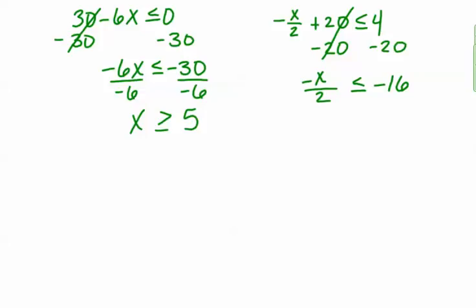And here, again, I can think of this a couple different ways. I could think of this as -1/2 x. That would be fine. To cancel out the fraction, I would need to multiply by the negative reciprocal, 2 over 1, which is essentially just multiplying by -2. And so now we can see that the value of x would be any number greater than or equal to +32.